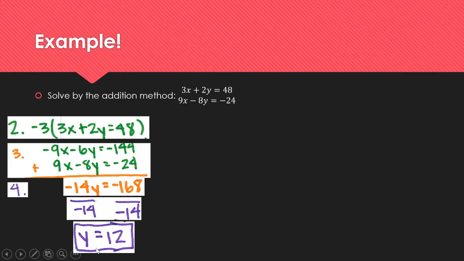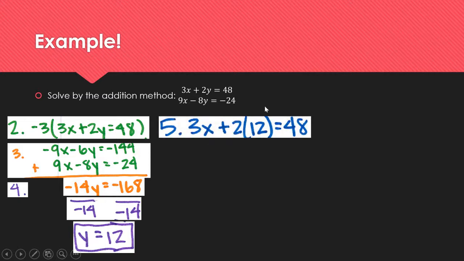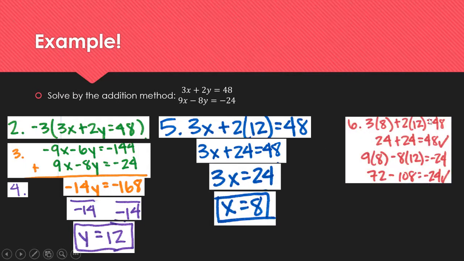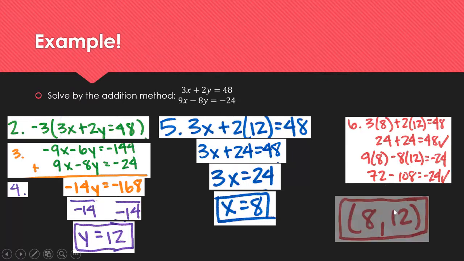Step 5 says, okay, take y equals 12 and plug it into either of these equations. The top one has smaller numbers, so I'm going to pick that. So 3x plus 2 times 12 equals 48. Well, 2 times 12 is 24. Subtract your 24, divide by 3, and x is 8. So we can check our answer, plug in 8 for x and 12 for y in the top, and it's true. Plug in 8 for x and 12 for y in the bottom, and it's true. So I know my answer is the ordered pair 8, 12.